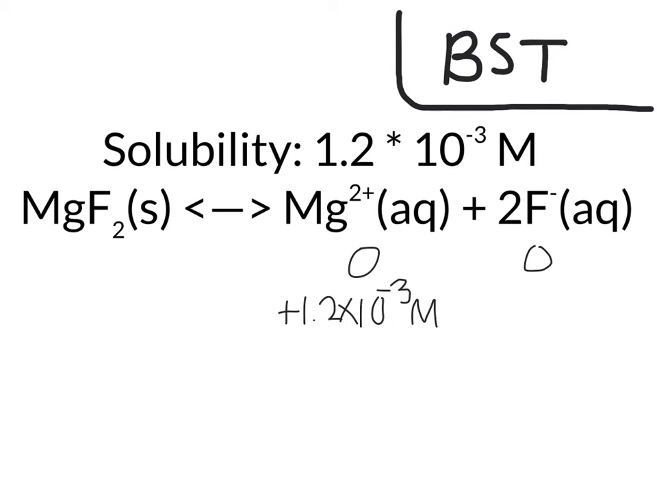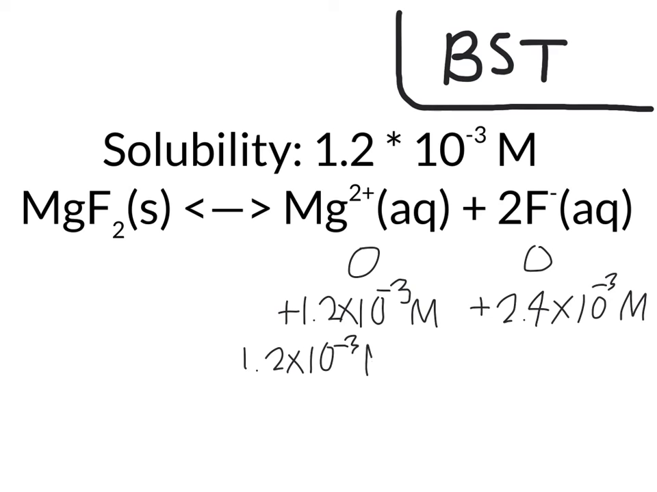And for fluoride, actually, we have to add 2 times that, because we have 2 moles fluoride for every mole magnesium 2 plus, and so what that means is that we have 2.4 times 10 to the negative 3 molar. So the final concentration will be 1.2 times 10 to the negative 3 moles per liter, and 2.4 times 10 to the negative 3 moles per liter. So this is at equilibrium. And so now we're going to find KSP.